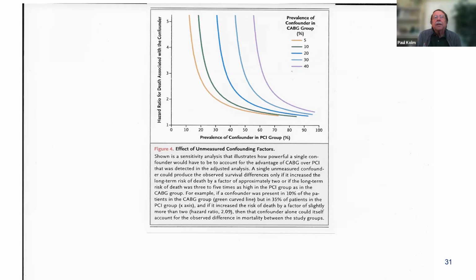I don't know that this is actually done a lot in propensity score analysis, but it should be, because the one thing about using propensity scores is that they're based on variables that you have available. If there's a variable that you haven't measured, then it's a potential confounder that could really alter your results.